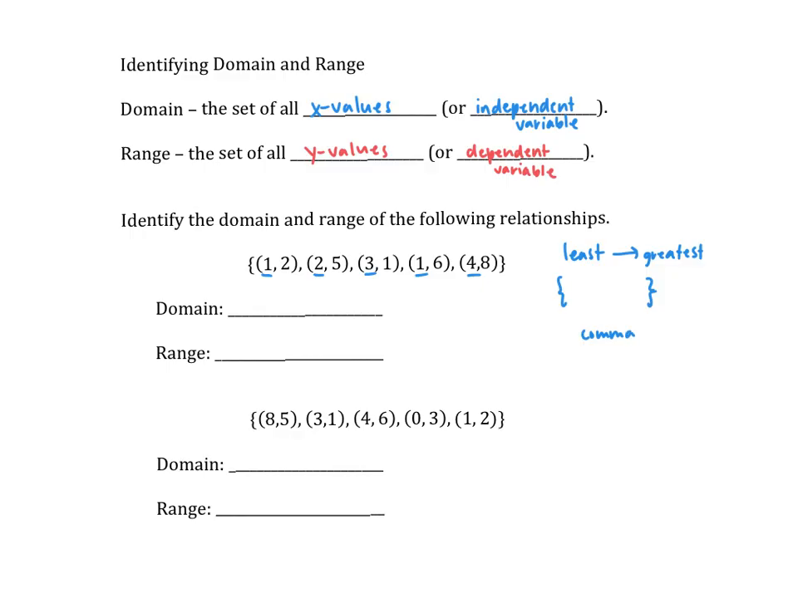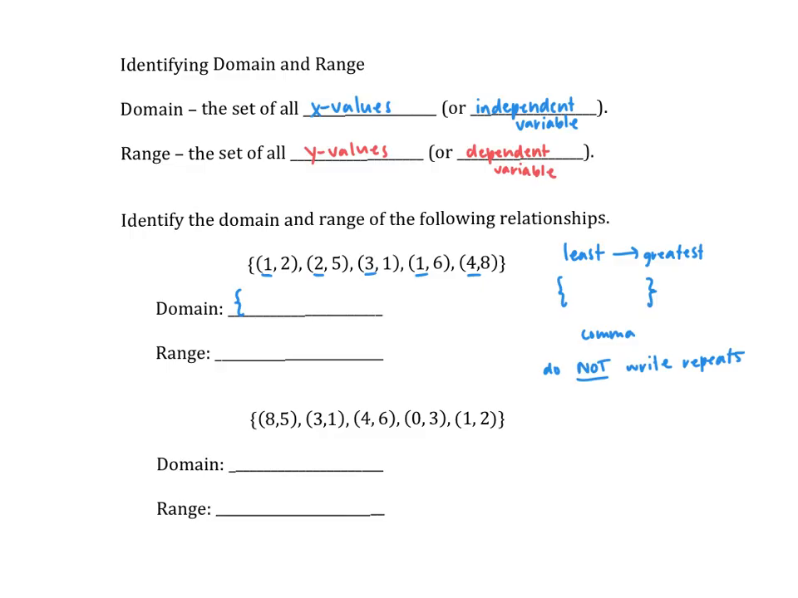We also do not write any repeats. So that means if we see 2 of the same number, we do not write the number twice. So I'm going to start here with the domain. I'm going to make my brackets, and this also goes the same for the range. And I'm going to list them in order from least to greatest.